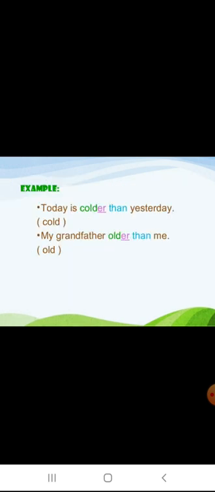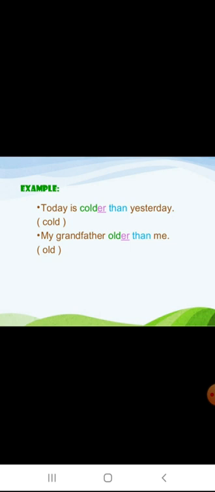To write the comparative degree with a one or two syllable word, we can add er or ier to the adjective to make the comparative degree. For words with two or more syllables, instead of less we will use more. Now let us see the examples. Today is colder than yesterday. So here we used er.